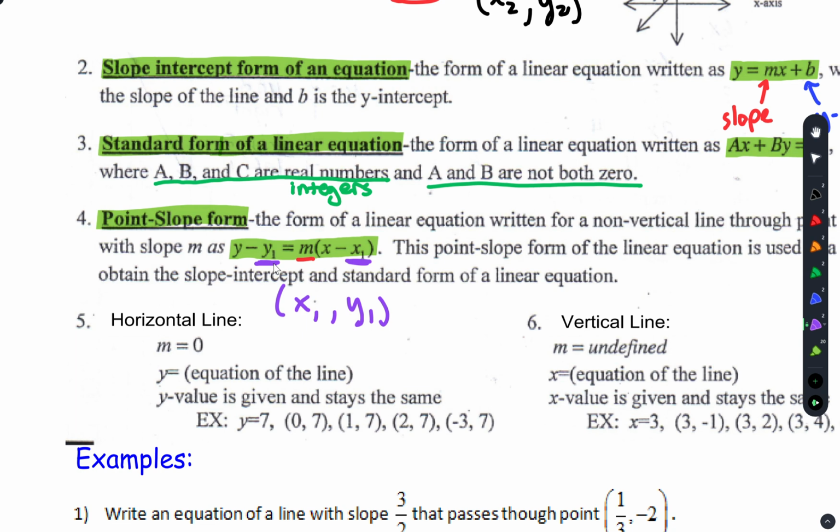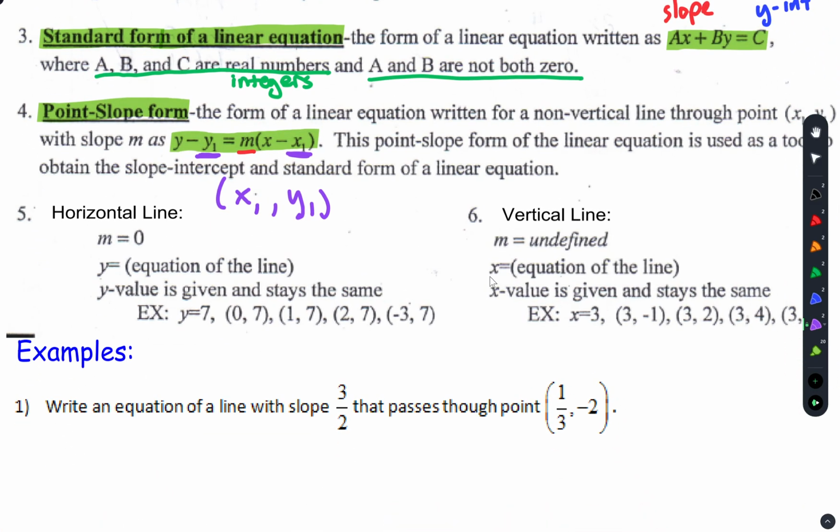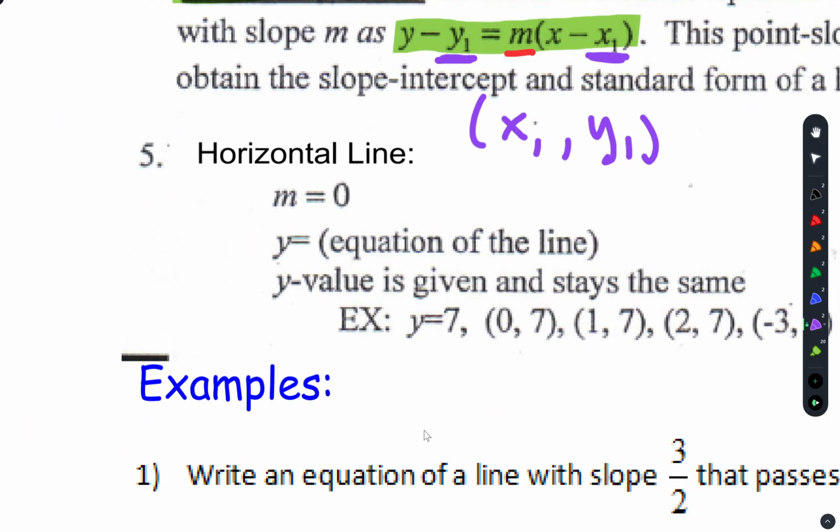Any questions on those 3 forms? We'll use them. Point-slope form we use a lot. Slope-intercept form we use a lot. We have 2 special cases, horizontal and vertical lines. Hopefully we kind of remember this.